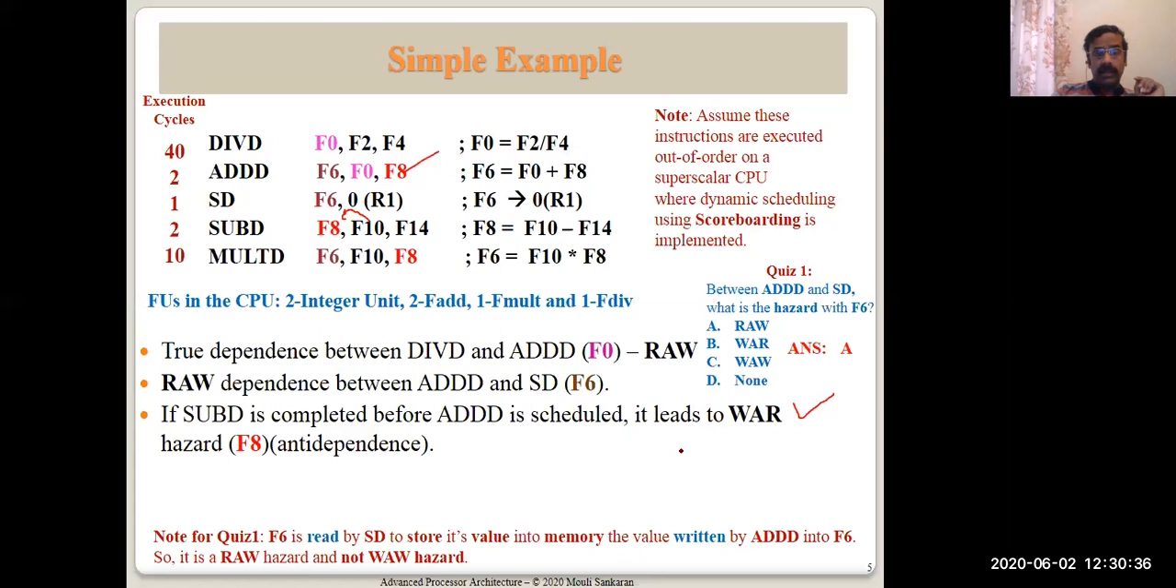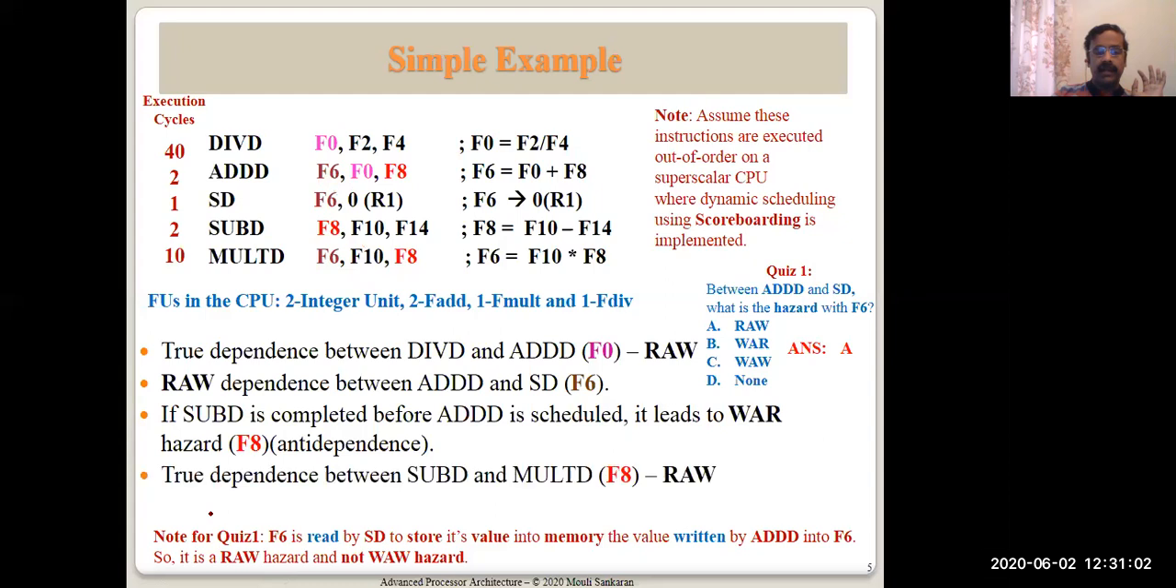Now, is there any other hazard there? Of course, these two have a hazard, and even these two have a hazard. What is this? This is supposed to write into it only after this reading is done. Otherwise, store will store a wrong value. So write after read. Between these two instructions on F6, it is a write after read hazard. And then between this F8 and F8, what is this? It should read this F8 only after this is written. So it's a RAW hazard.